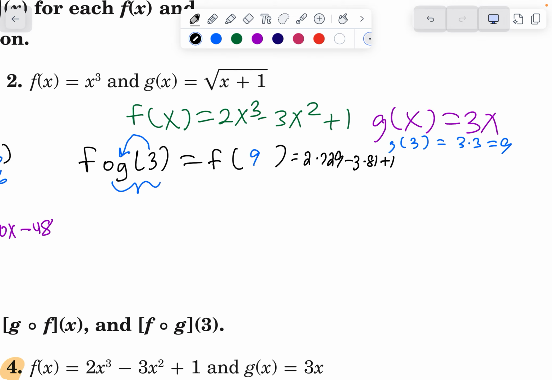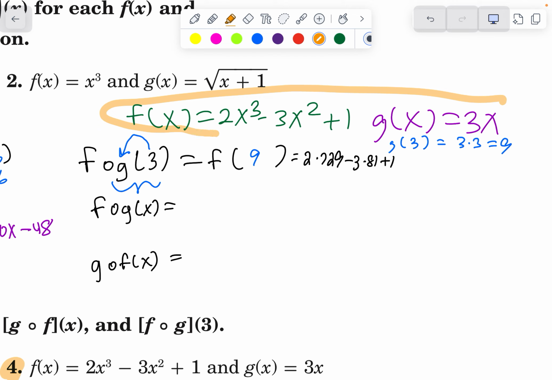But I want to talk about what is f of g of x and what is g of f of x. Okay, so let's try to get those 2 done as much as we can before the bell. f of g of x. These are the f and g's we're using right here. That is the same as taking the f function and plugging in g of x. So we're going to take the f function, and wherever we see x, we're going to put in 3x.